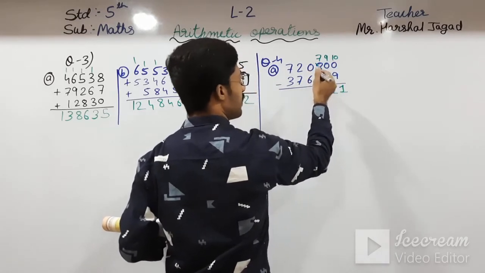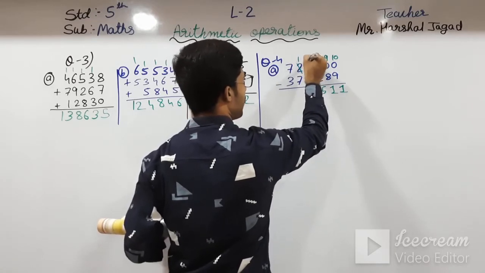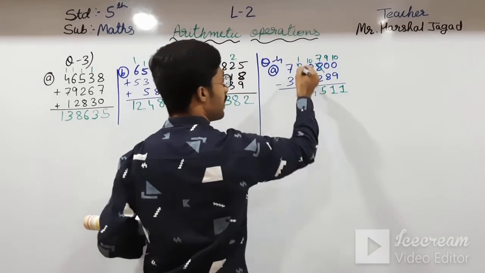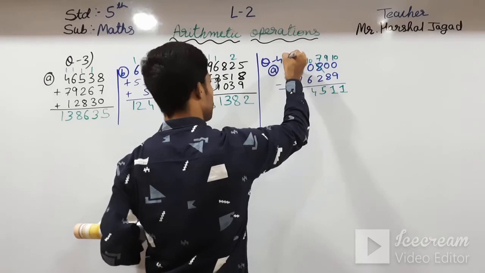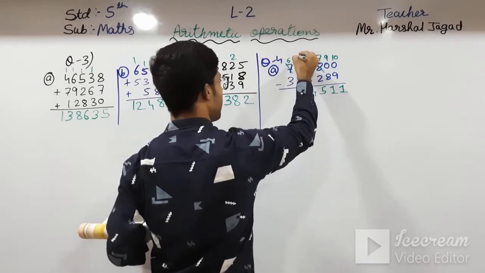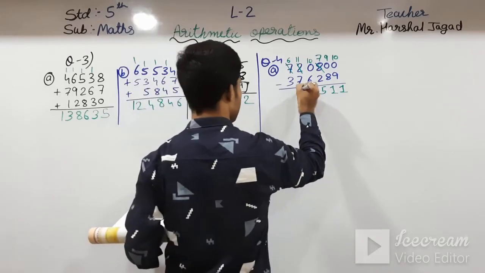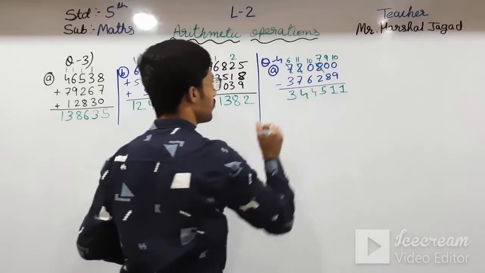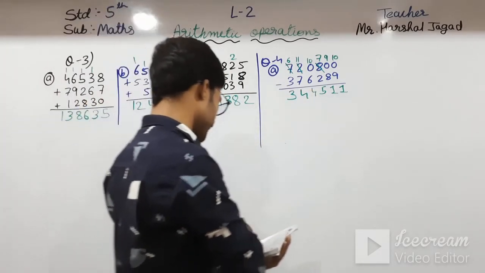0 minus 6, it will not happen. So here taking borrowing 1 and here becomes 10. Then 10 minus 6, that is 4. Here 1 minus 7 can't happen. So borrowing from here will be 6 and here will be 11. 11 minus 7, that is 4, and 6 minus 3, that is 3. So this is your first one. Now doing second one.